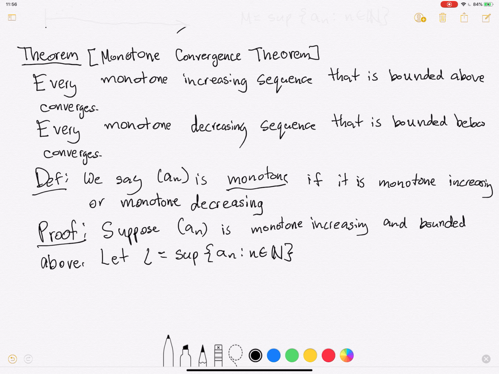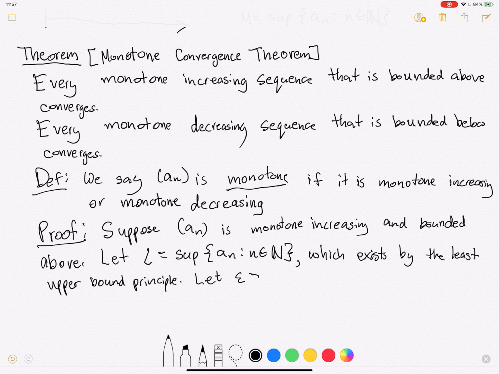Note that supremum isn't really defined for sequences, so it's the supremum of the set of the elements of the sequence. Just a little technicality, which exists by the least upper bound property, which we looked at before, which said that anything bounded above has a supremum and it is unique. Least upper bound principle. Now, let epsilon be greater than 0.